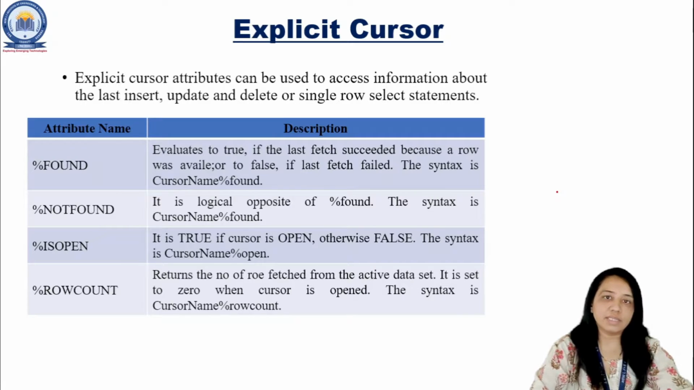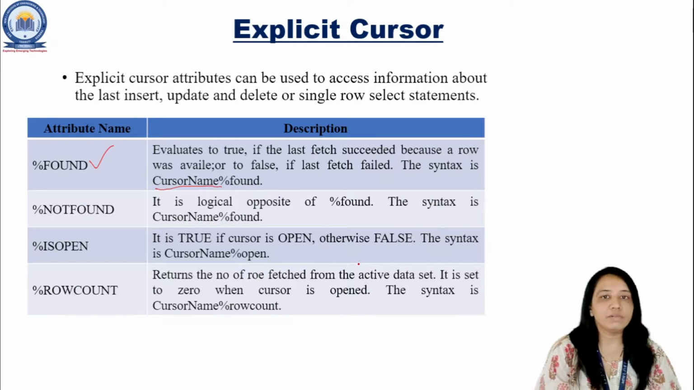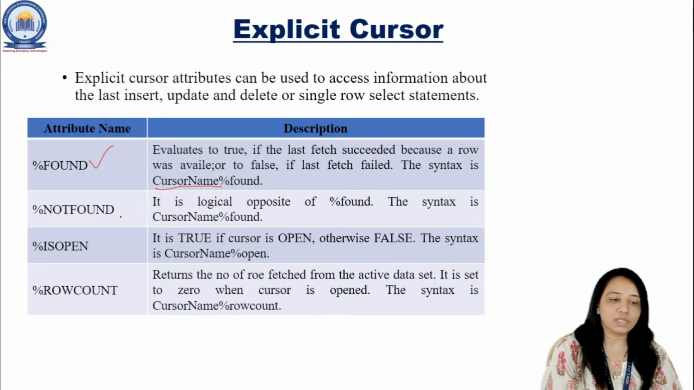Whatever statement was last applied, whether insert, update, delete or select, the %FOUND attribute applies to it. Now, the explicit cursor: the name of the cursor is given by the user, so all the attributes will be used with the cursor name, that is, whatever name we have defined. In explicit we can check %FOUND, which returns true if the last statement fetched some data, otherwise false. %NOTFOUND is the reverse.